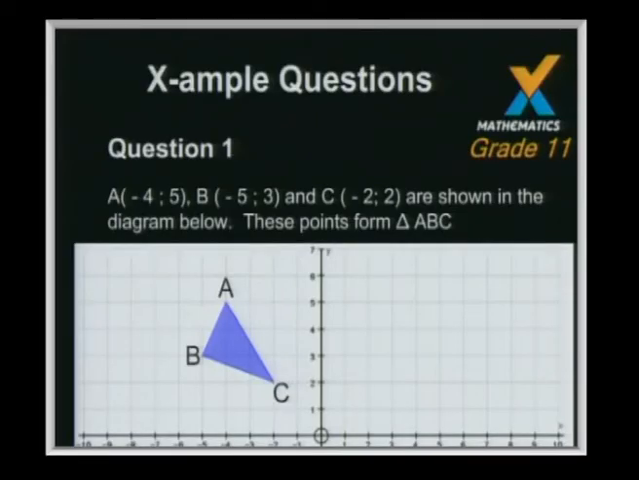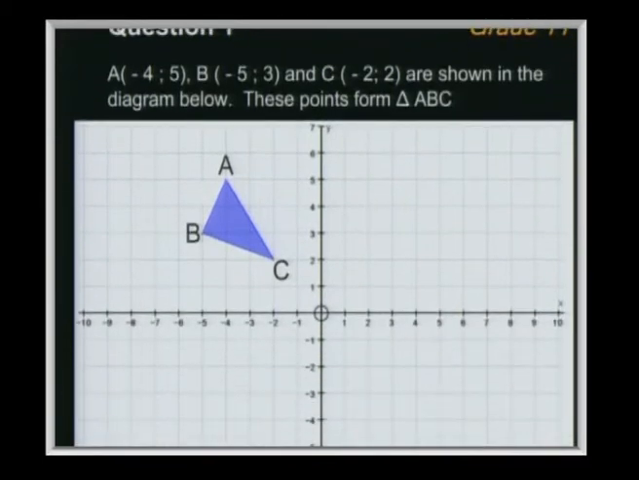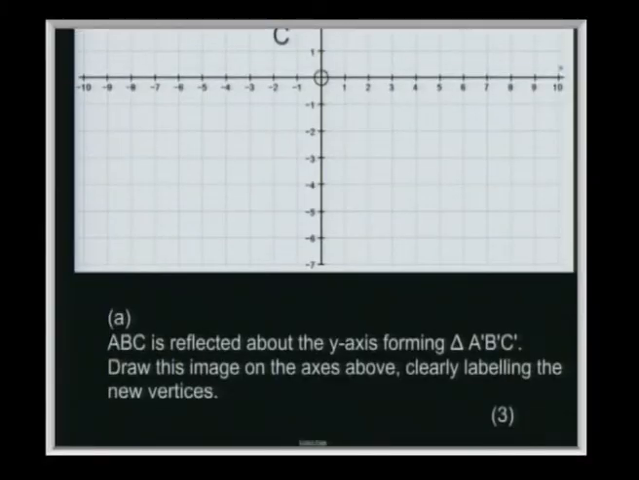Right, question 1. Here they give us a diagram and they tell us that A is negative 4, 5, and we can see that clearly on the diagram. A is negative 4, 5, B is negative 5, 3, and C is the point negative 2, 2. And those 3 points form the triangle ABC. Let's have a look at the question. They ask us to reflect about the y-axis forming A dash, B dash, C dash.